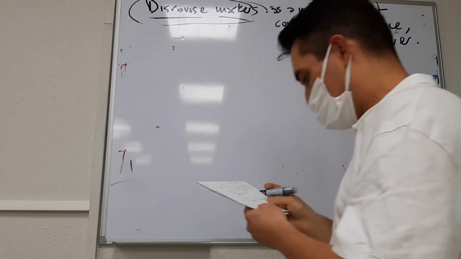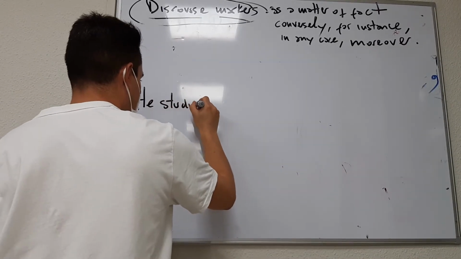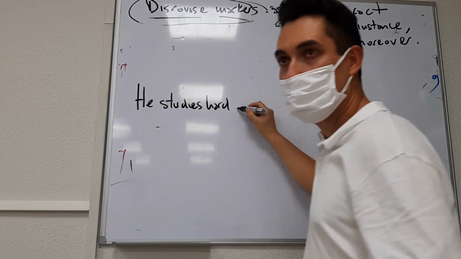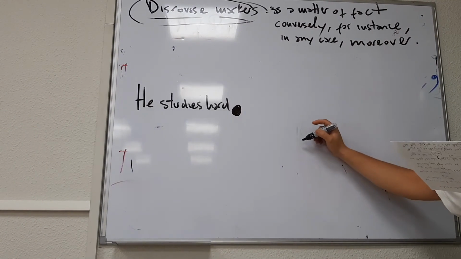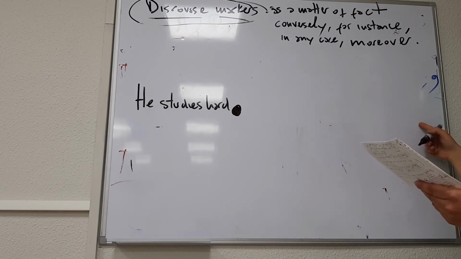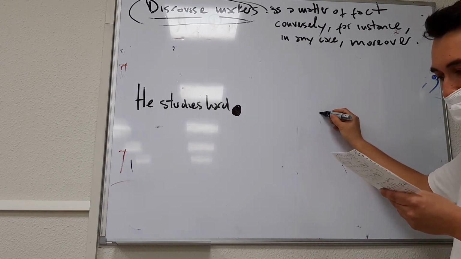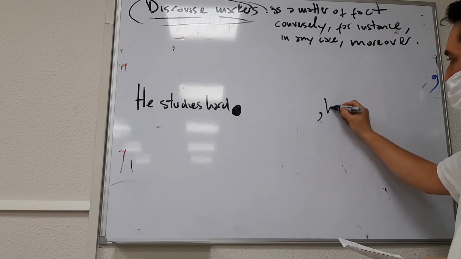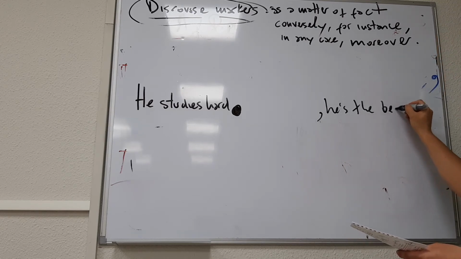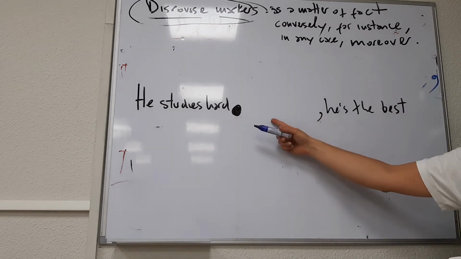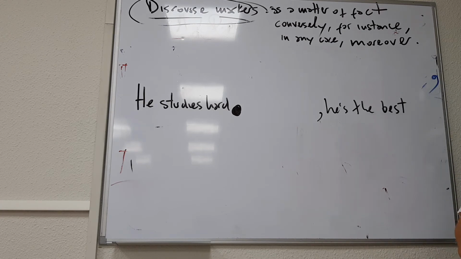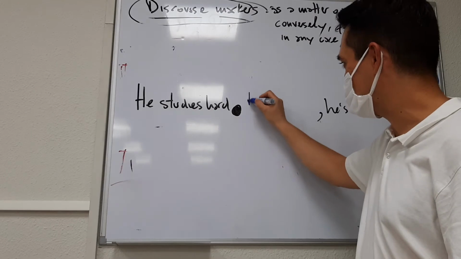Okay, let me give you an example. He studies hard. Sentence number 1. Then full stop. A little one. And then sentence number 2. He's the best in his class. What discourse marker would you place here at the beginning of sentence 2? Moreover works. I like it. You could say moreover.